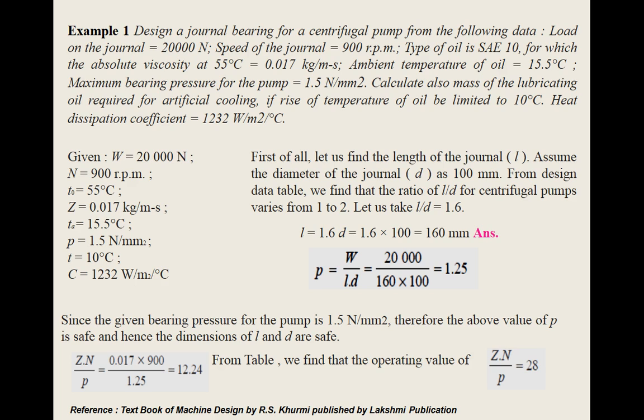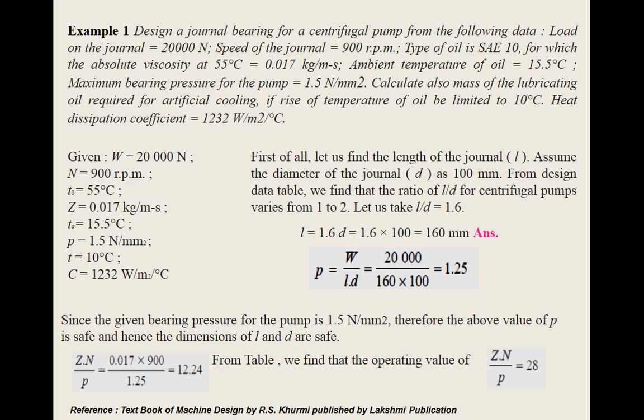Here we have taken L by D as 1.6. You can take any value between 1 and 2. We have taken nearly the middle of the range, so it is 1.6. So the diameter is 100 mm and L by D is 1.6, so the length of the bearing is 160 mm. Now we have to check whether this diameter and length are safe, using the equation of bearing pressure. P is calculated as W upon L into D, and its value comes to 1.25.